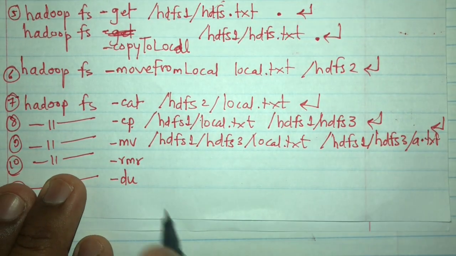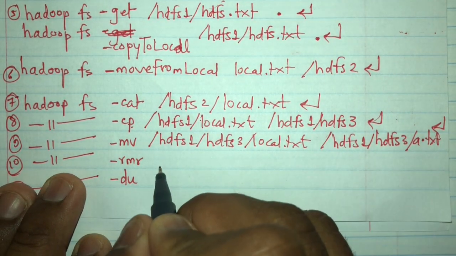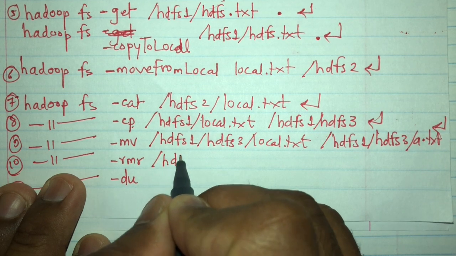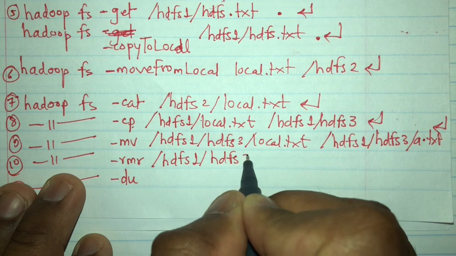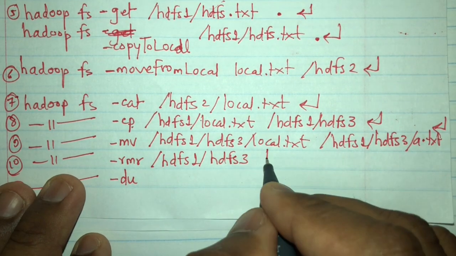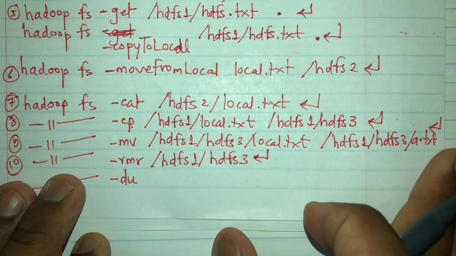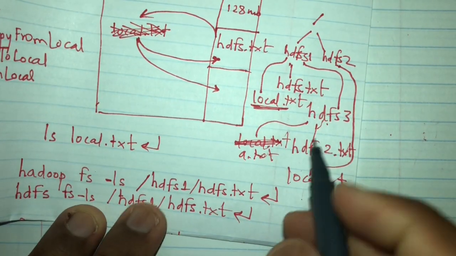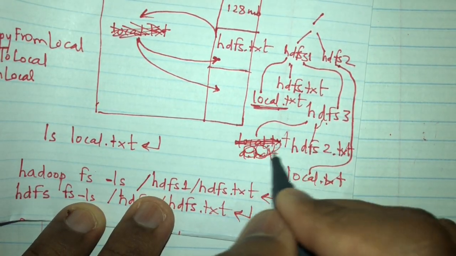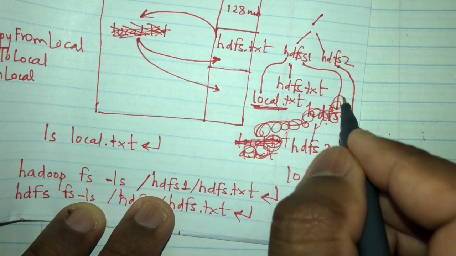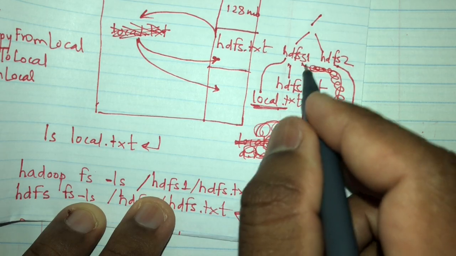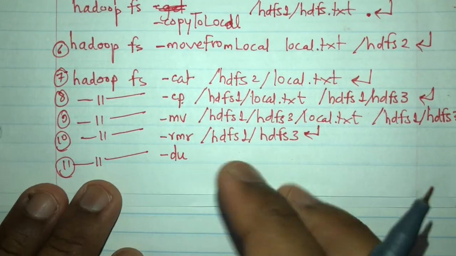The last two commands here are rm and du. Let's say I want to delete the HDFS3 directory altogether, so it will be HDFS1 slash HDFS3. It will delete all the content that is present inside HDFS3, and it will delete the directory HDFS3 also. So this is gone, this is gone, this is gone, and it will delete this branch or link as well.